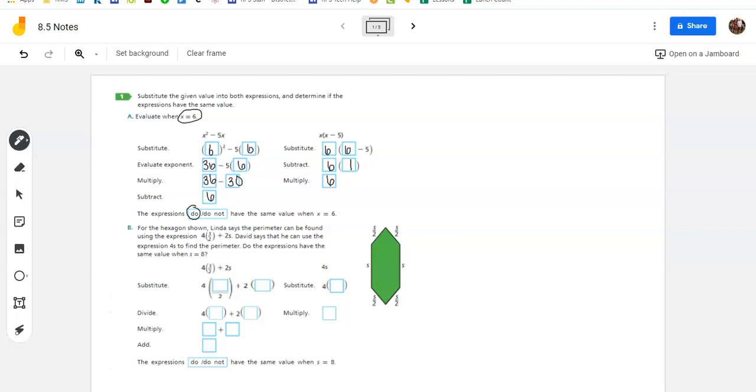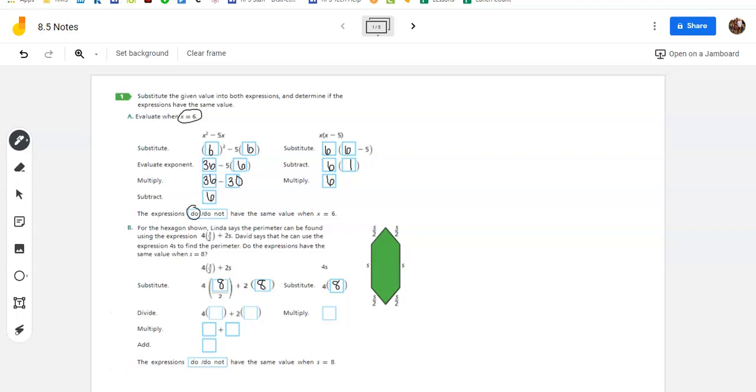B, the hexagon shown, this is our hexagon. Linda says the perimeter can be found using the expression 4 times s over 2 plus 2s. David says that he can use the expression 4s to find the perimeter. Do the expressions have the same value when s is 8?